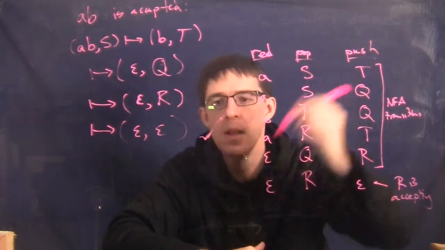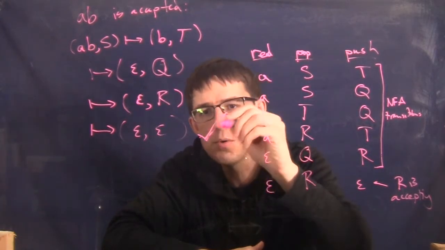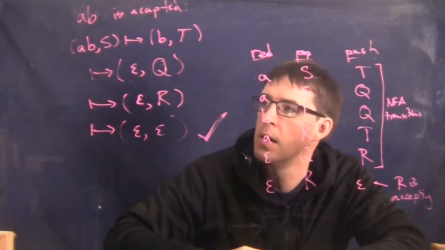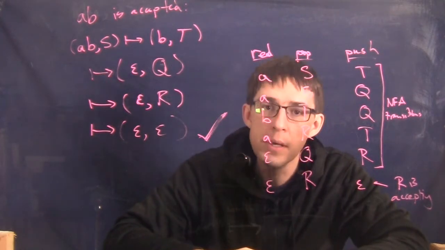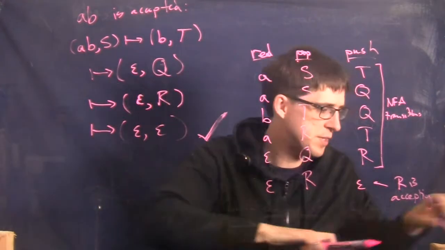Come on now. Just trying to write a satisfying check. I'm so satisfied. All right. AB is accepted. Great. So this is how you take an NFA and turn it into a stack machine.